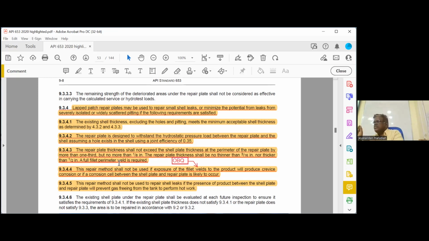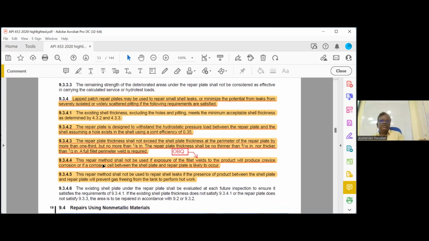What should the actual thickness be? The actual thickness of the shell plate we have to use cannot be more than the actual plate by 3 mm. Suppose the actual plate is say 5 mm. You can use a maximum 8 mm plate. You cannot use more than 8 mm plate. Okay. Then this repair method shall not be used if exposure of the fillet weld would produce crevice corrosion or a corrosion cell. Just to highlight it.